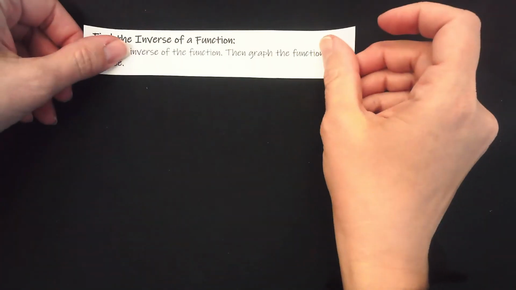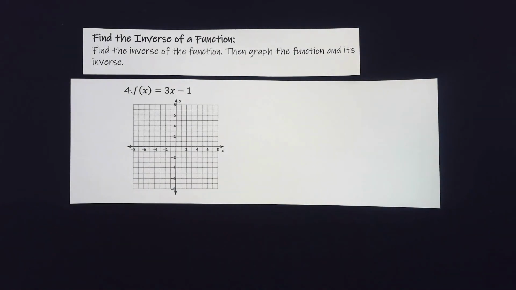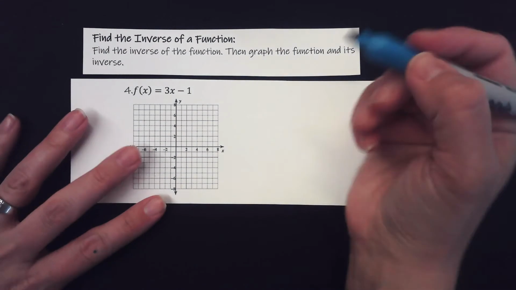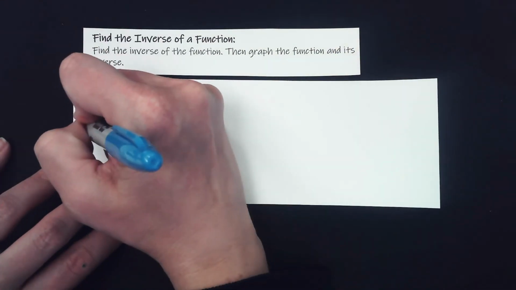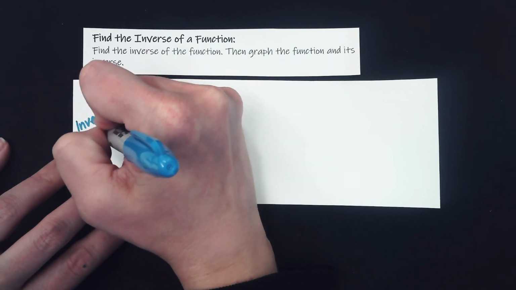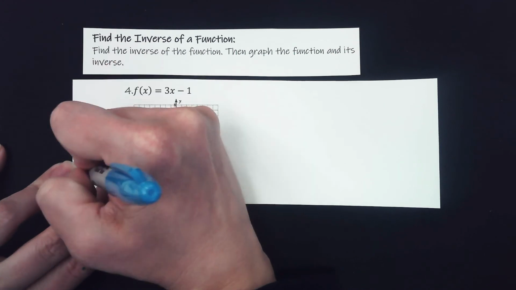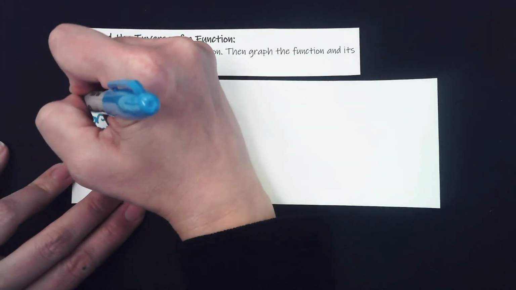So, we want to find the inverse function of this function, and then we want to graph both the function and its inverse. Okay. So there's two methods you could use to find the inverse. I'm going to start with one method. This one, I'm going to do the inverse operations in reverse order. Okay, so this is method 1.